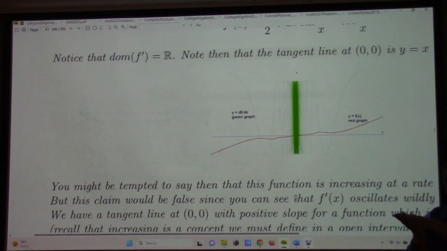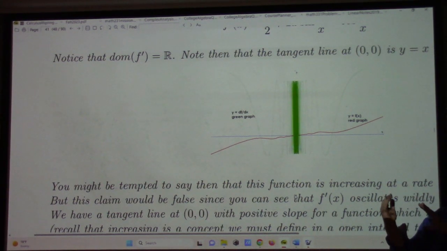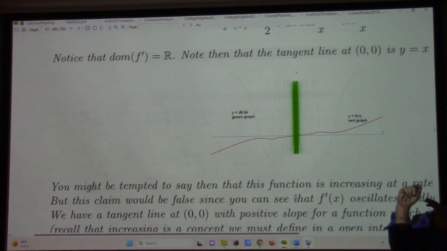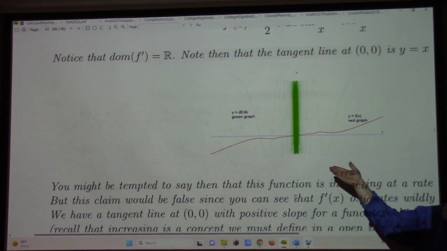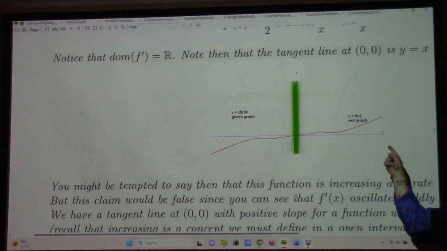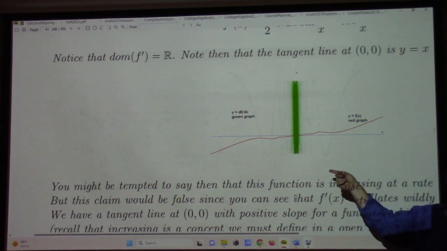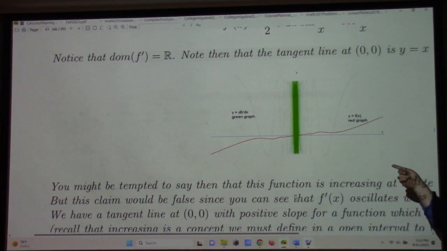And yet that tangent line does not well approximate the function, because this function is not increasing at rate a half on any reasonable interval of 0. It's increasing and decreasing infinitely many times as you approach 0, because the derivative is discontinuous. So this is a function which is differentiable at 0, but not continuously differentiable at 0, because the derivative is not continuous. So the derivative not being continuous is evil.